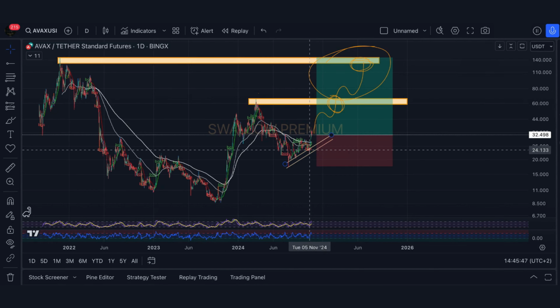So this is the trade that we see on the Avalanche coin, and most likely we are going to wait for some kind of retest of this trend. As soon as we get confirmation, we're going for a long position here.